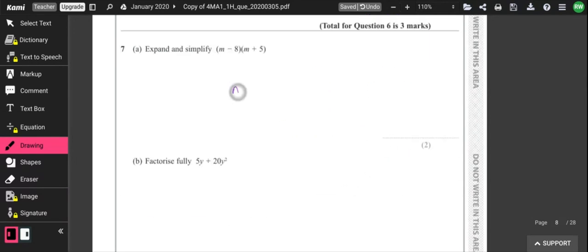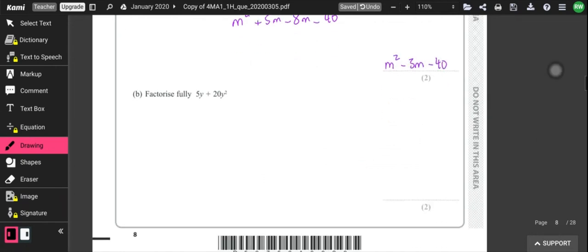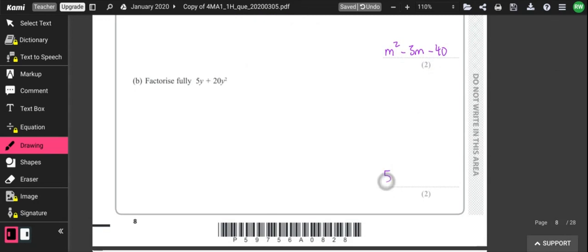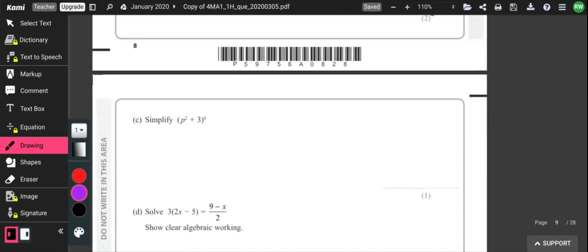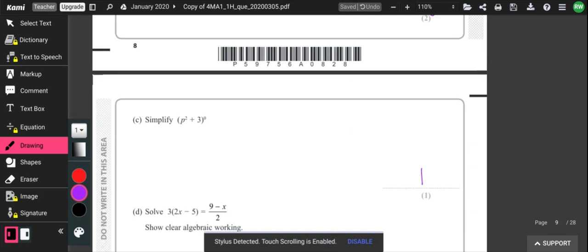Expand and simplify. m squared plus 5m minus 8m minus 40 gives us m squared minus 3m minus 40. Fully factorize this. We've got 5y as a common factor, so 1 plus 4y there. Anything to the power of 0 is 1.